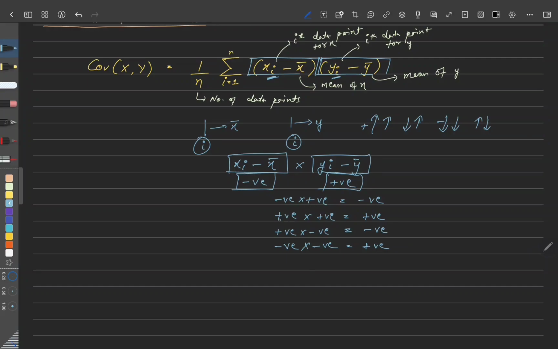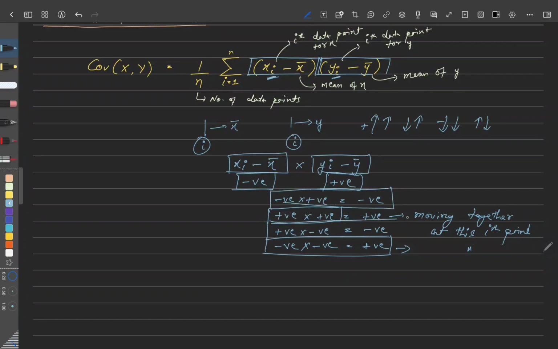So this is saying that the variables are moving together at this ith point. This is also saying that the variables are moving together at this ith point, and this is saying the opposite, that the variables are not moving together.